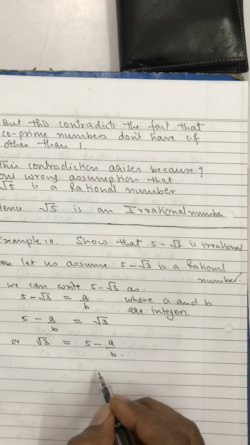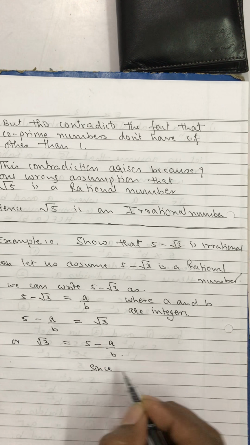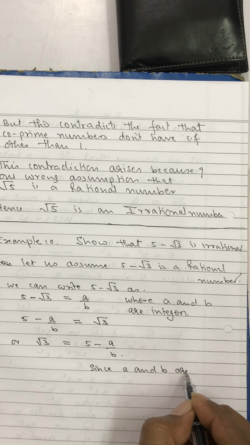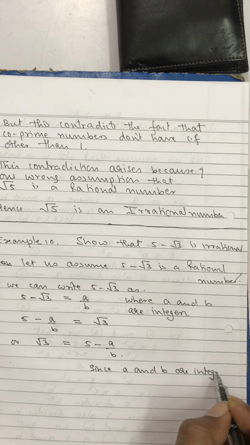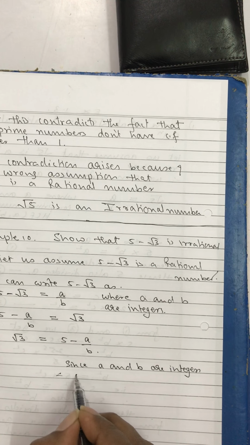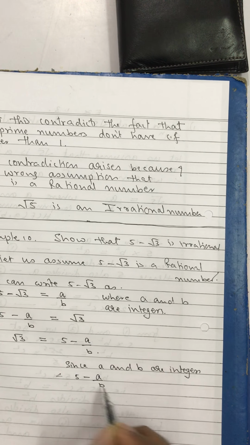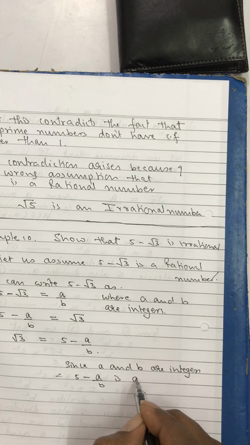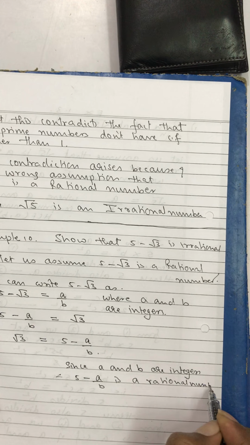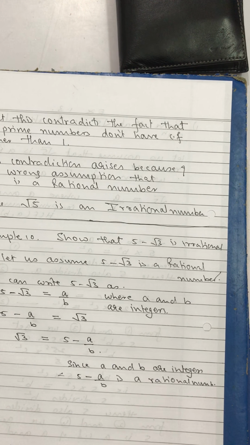Now, since A and B are integers, fine, A and B are integers, therefore 5 minus A upon B is a rational number. You see, now you'll suddenly feel that it is an integer, so how did a rational number come? See, every integer is a rational number. See, try to understand. Every integer is a rational number.